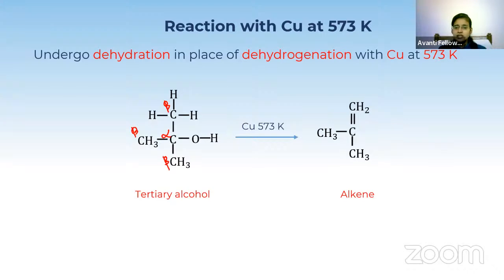I am going to take this particular carbon and one of the hydrogens attached to it. So that will go out. This bond will shift here and the C-O bond will be broken. So there will be the formation of a carbon-carbon double bond, which is an alkene. So with acidified KMnO4, it undergoes oxidation. With copper at 573 Kelvin, it undergoes dehydration. So this is all about the three reactions of alcohols.